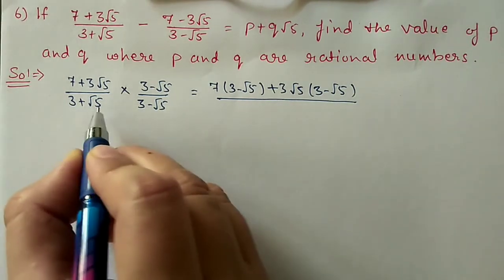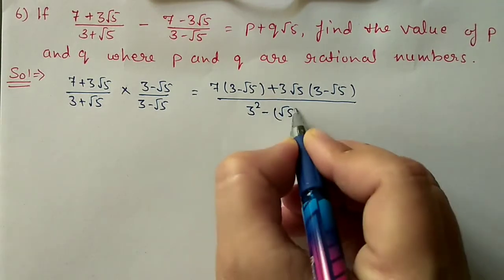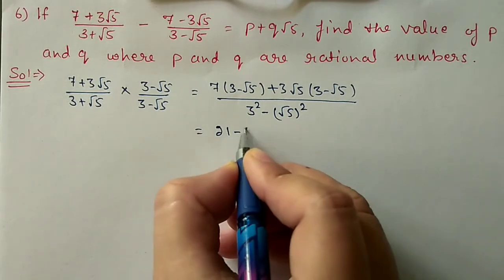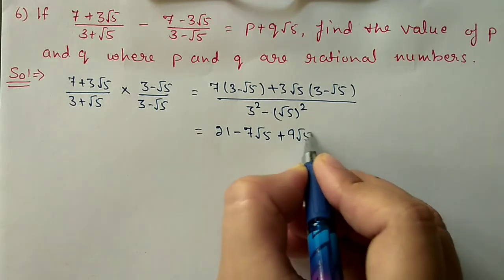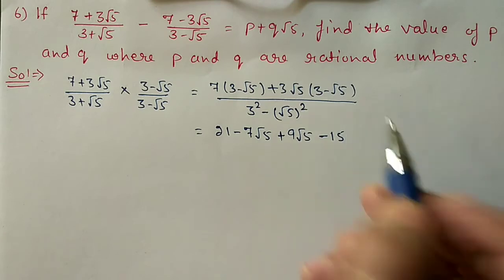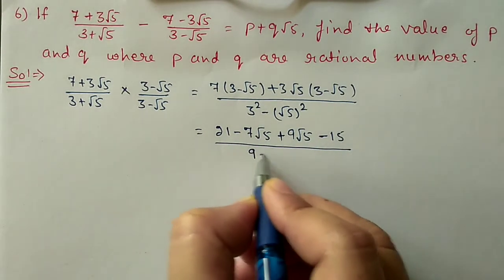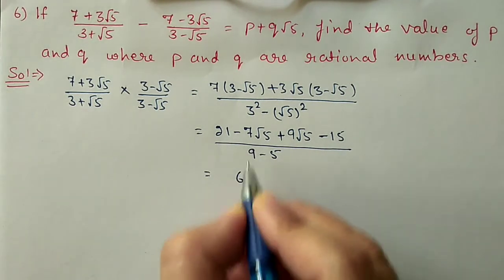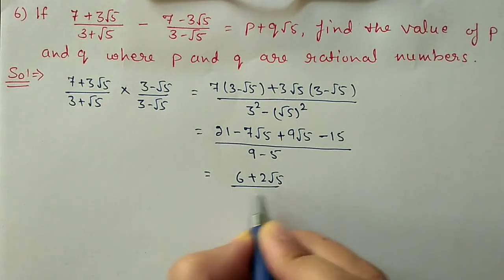Then the denominator (a plus b) into (a minus b) is equal to a square minus b square. So here, 7 into 3 is 21, minus 7 root 5, then plus 9 root 5, and minus 15. 3 into 5: root 5 into root 5 will become 5, and 5 into 3 is 15. Denominator: 3 square, 9, minus 5. So we will get here 21 minus 15, 6, minus 7 plus 9 means plus 2 root 5, divided by 4.